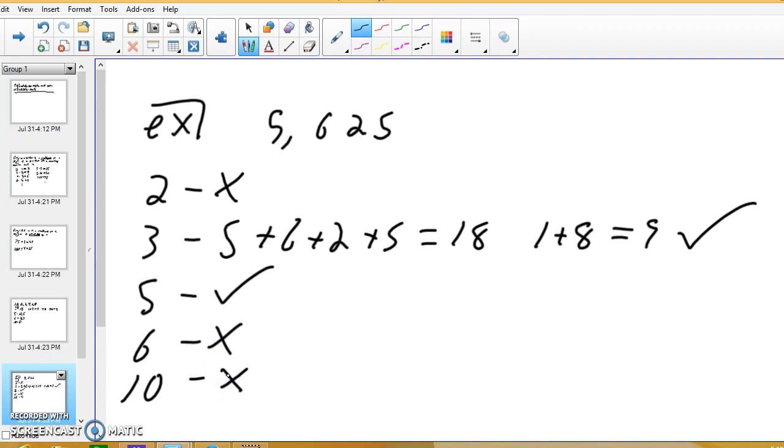So by applying these divisibility tests, if I asked you what 5,625 is divisible by, you could quickly tell me that it's divisible by both 3 and 5.